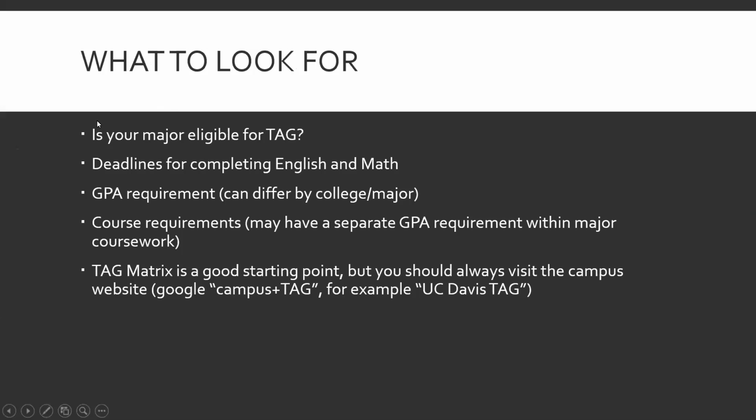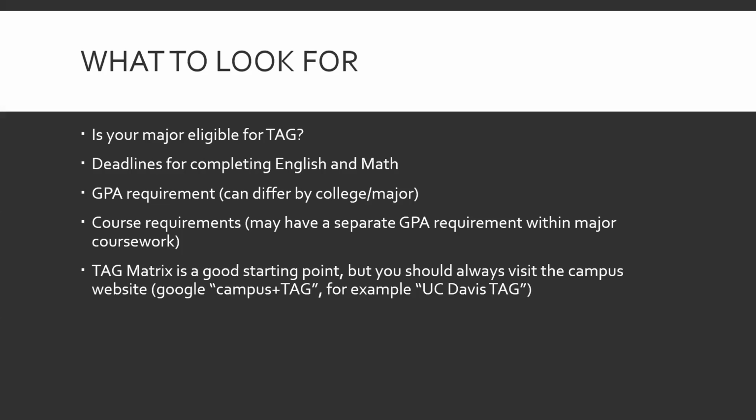One thing you want to look for is if your major is eligible for TAG. Most, if not all, of the campuses have majors that are excluded from the TAG program. Often these are majors like business or nursing, things that get a lot of applicants, so they can't accommodate guarantees within that major. You also want to look for the deadlines for completing English and math. You may have to complete one or more of those courses before you apply for TAG, so that's something to look for for sure. And then you want to look at GPA requirements.